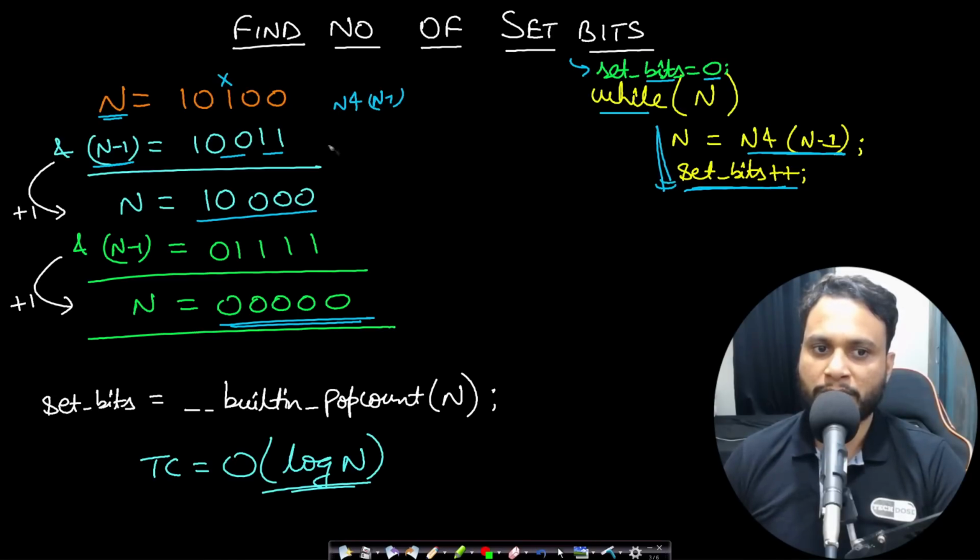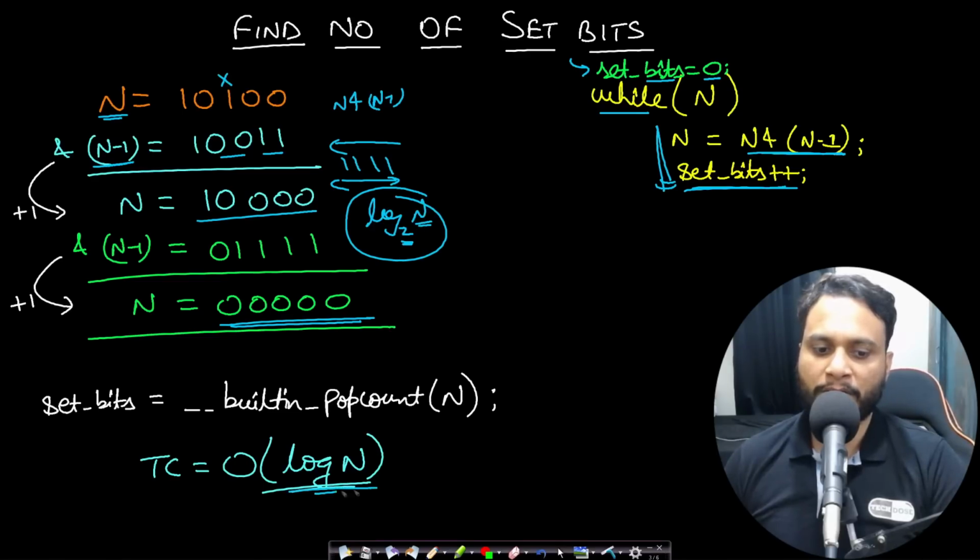In the worst case, all the bits will be set, and therefore the number of bits in any number will be equal to log of n. If n is a decimal number, it will be log of n base 2 bits when converted into binary, right? So the time complexity will be log n. Otherwise, in C++, you can write double underscore builtin popcount of n to get the number of set bits in n. Both the time complexities will be the same.